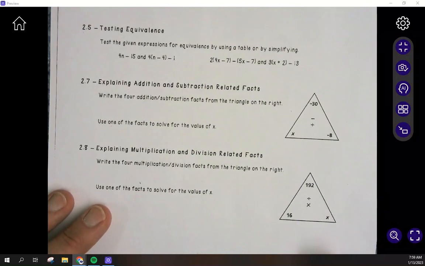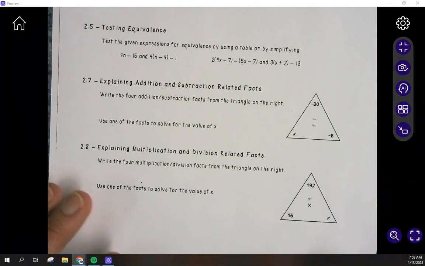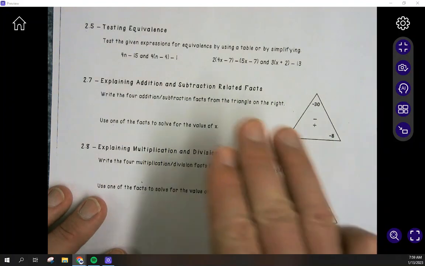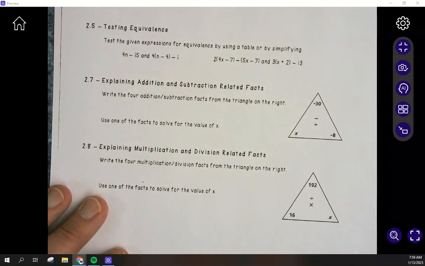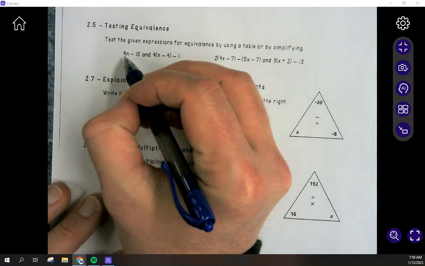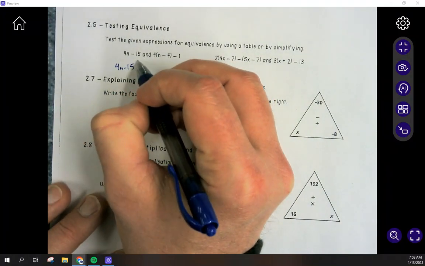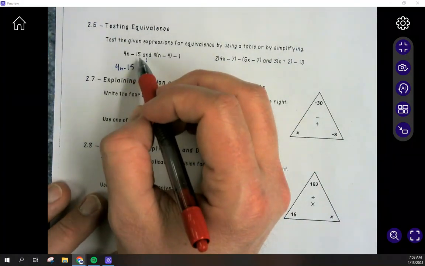All right, 2.5, we tested equivalence, which we did in chapter 1 by making a chart and plugging in a bunch of numbers for both and then seeing if the inputs match the outputs, right? So now here in chapter 2, you could still do it that way by making a table. And if you look on the answer key, you'll see it both ways. But we can also now just simplify, and that will show us if they're equivalent or not. So this one, 4n minus 15, is simplified. I can't do anything with that. Don't try and put a 4n together with a 15.